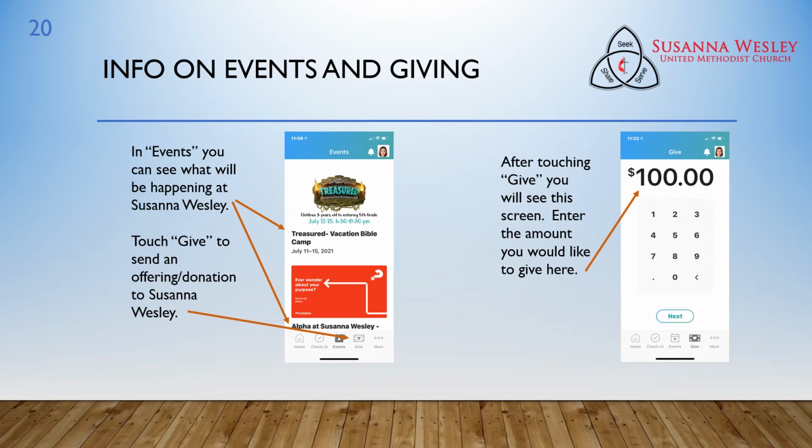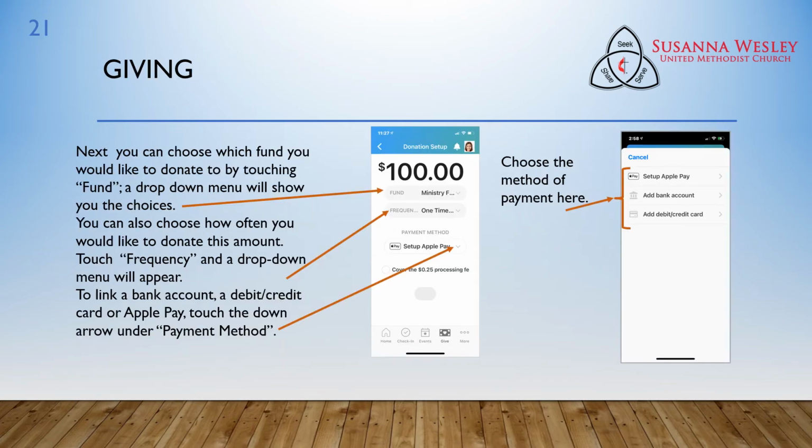Enter the amount you would like to give here. Next, you can choose which fund you would like to donate to by touching Fund. A drop-down menu will show you the choices. You can also choose how often you would like to donate this amount. Touch Frequency and a drop-down menu will appear.